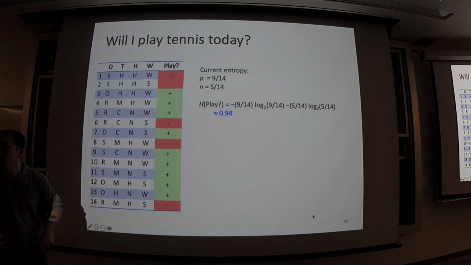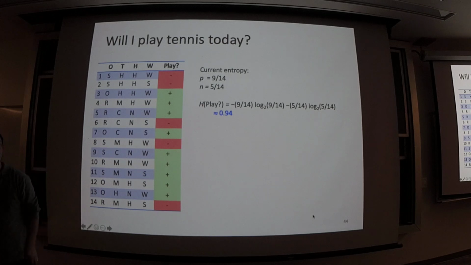Because it's binary labels, we need to calculate the proportion of each label, right? P is the proportion of positive labels. There are 9 positive examples out of 14 total examples, so the proportion of positive examples, P, is 9 over 14. The proportion of negative examples is 5 over 14.